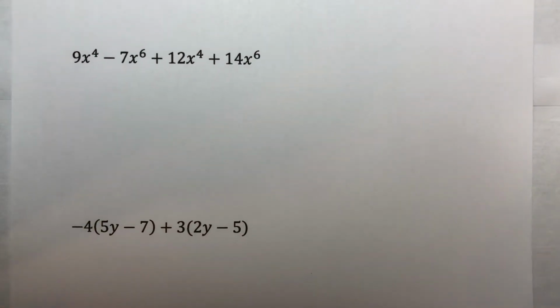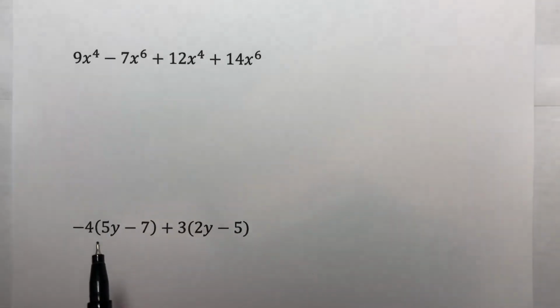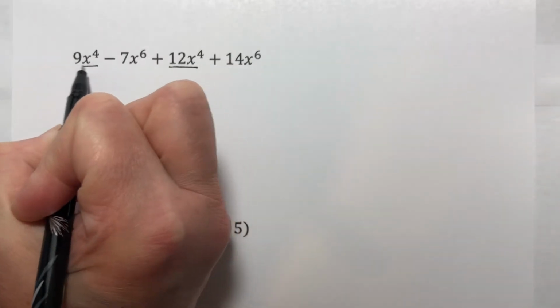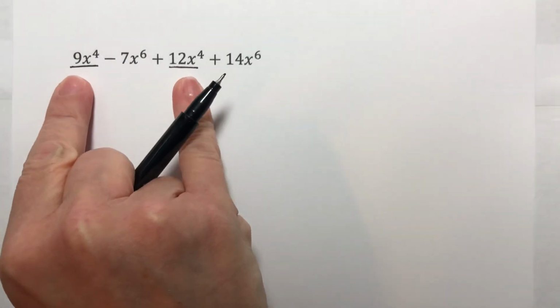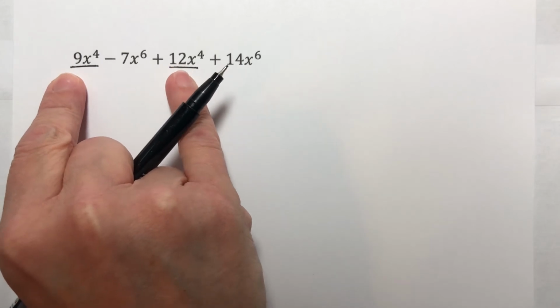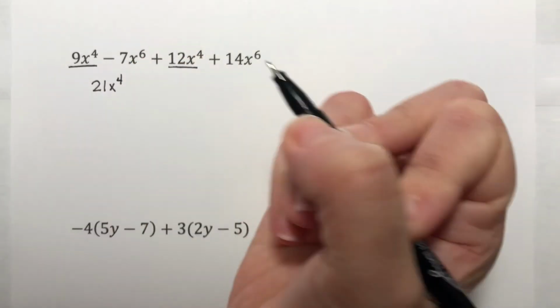Okay, so let's check this one out. I want to simplify this to see if I have like terms. All of these have x's, which is great. But they also have to have the same exponent in order for them to be like terms. Right here, I have an x to the 4th, and here I also have an x to the 4th. So these two I am allowed to combine. 9 plus 12 would be 21. So this is 21, and I keep the x to the 4th.